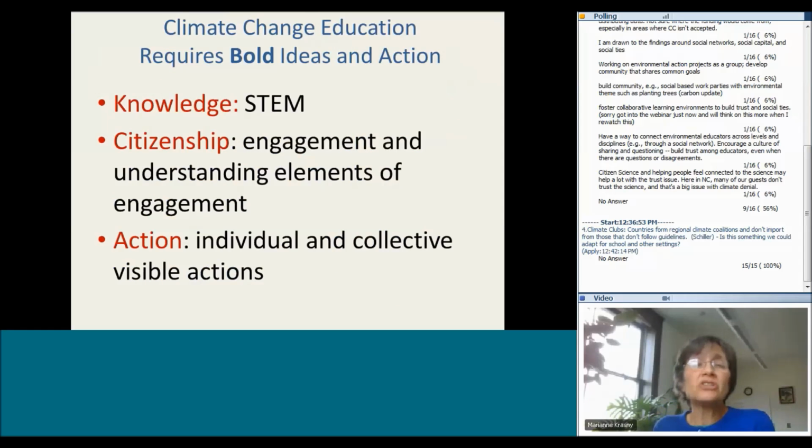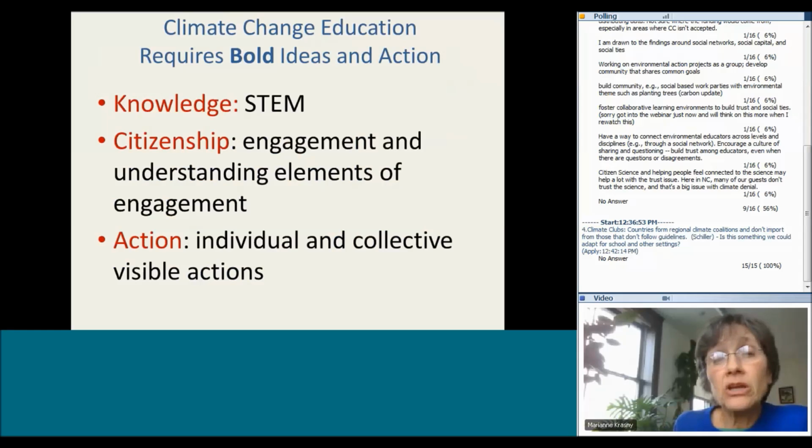Okay, so just summarizing some of the ways that environmental education can contribute to this climate change extreme need for solutions and ways to address the problem. We can contribute knowledge. We have a strong history of science or STEM education. We have a strong tradition of engaging young people and adults in the civic life of their community.